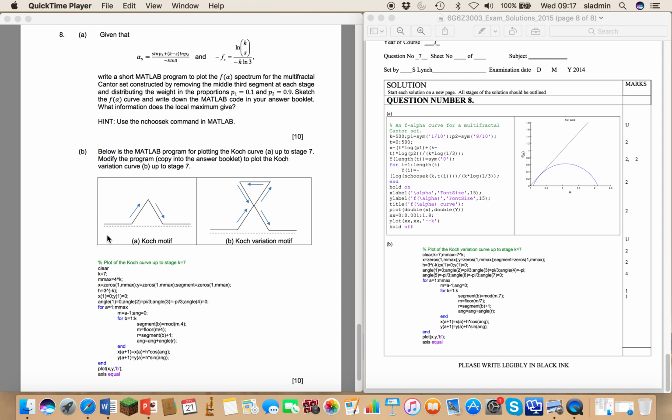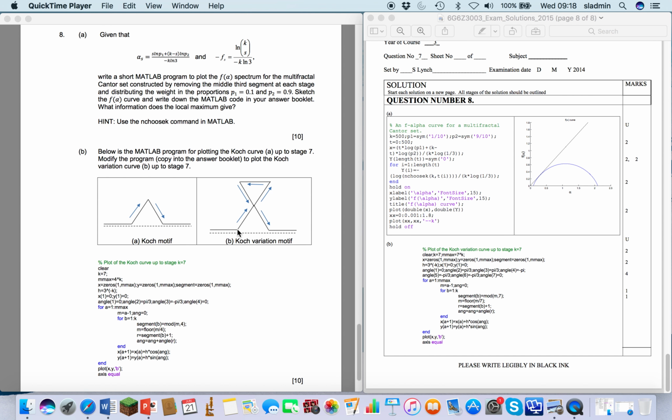The M max, so here there are 4 segments, so we have 4 to the k segments at stage k. Here we have 7 segments, 1, 2, 3, 4, 5, 6, 7. So the M max is 7 to the k. The length is still 1/3, so here we leave this as 3 to the minus k. Now you've got to work out the angles.